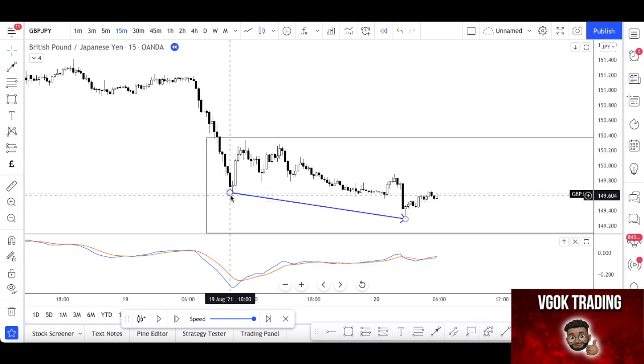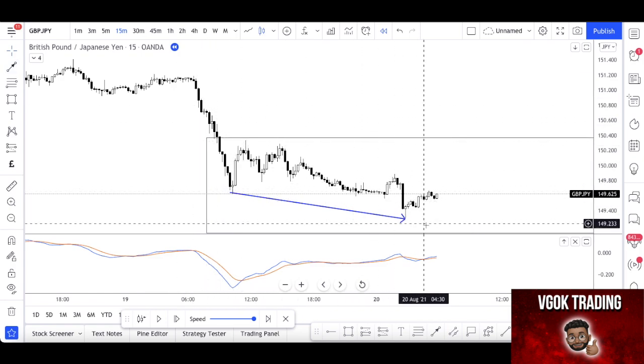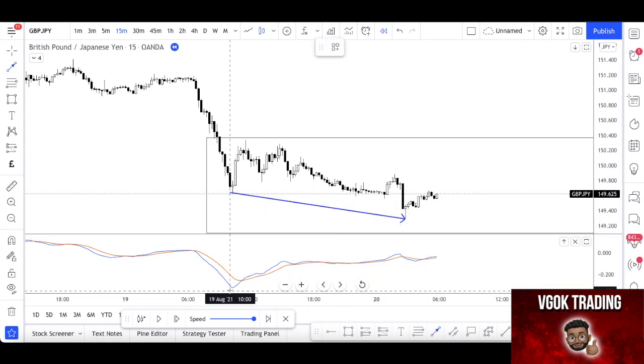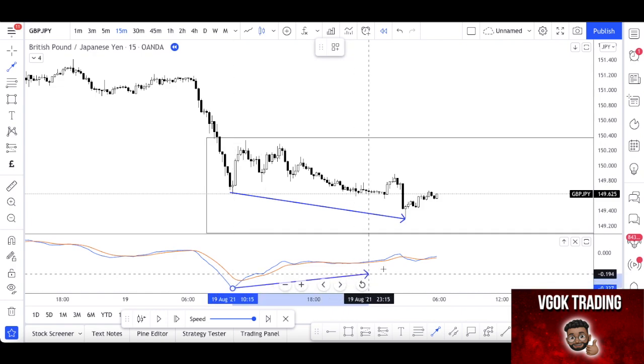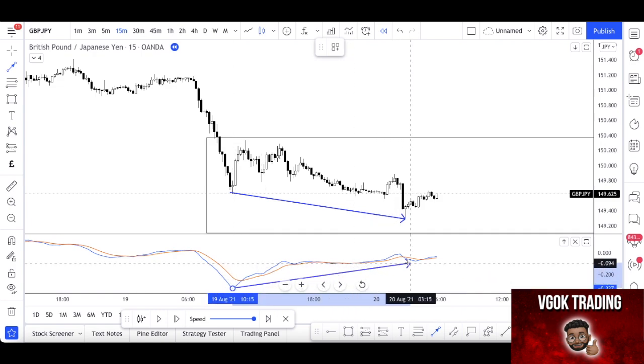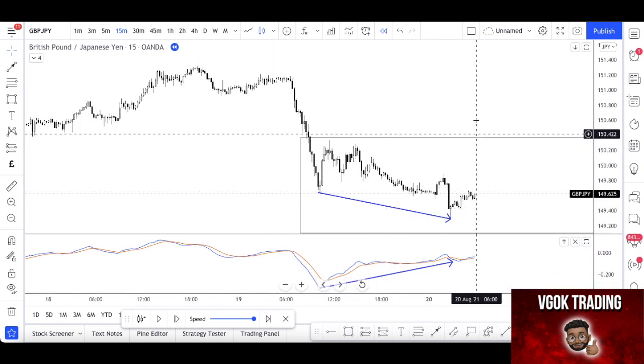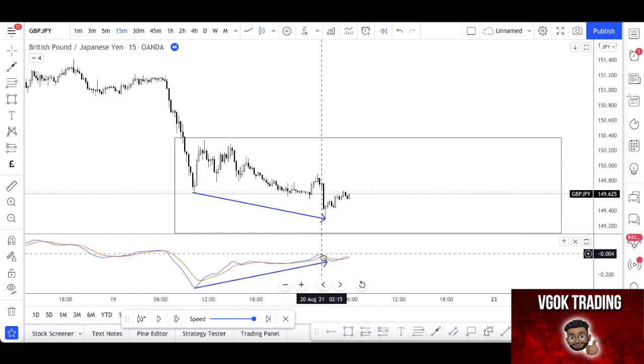And right here what we've got is the market creating those lower lows. It's a downward sloping market, and as we compare it with the actual MACD at the exact same time, we can see the MACD is actually sloping upwards. So we've got those making higher lows. So that there is confirmation that we have convergence.